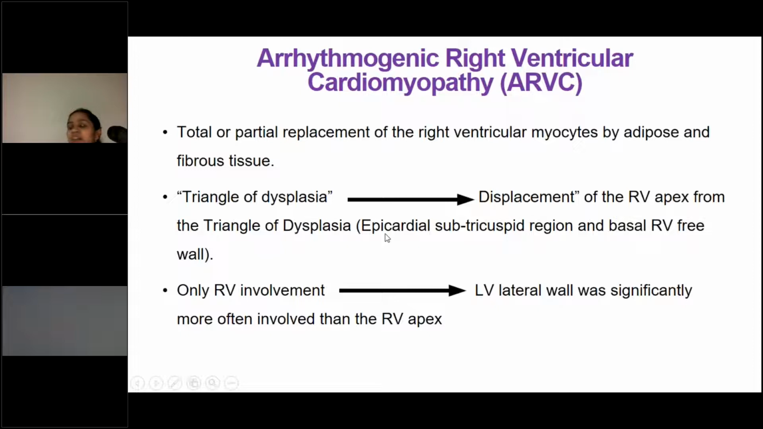However, studies over the past decade have shown that the most common site of involvement is actually the epicardial subtricuspid region and the basal right ventricular free wall. In fact, cadaver studies over the last decade have shown that the left ventricle is involved in up to 70% of the cases of this condition, and the left ventricular lateral wall is significantly more involved than the previously thought more commonly involved right ventricular apex. Therefore, this condition is now increasingly being termed arrhythmogenic cardiomyopathy instead of arrhythmogenic right ventricular cardiomyopathy.